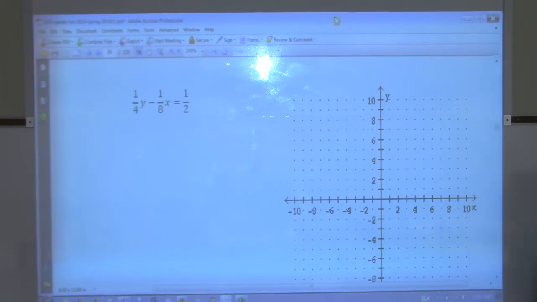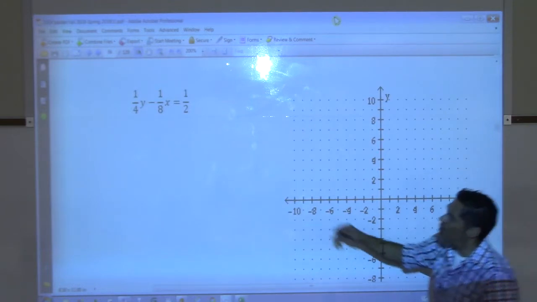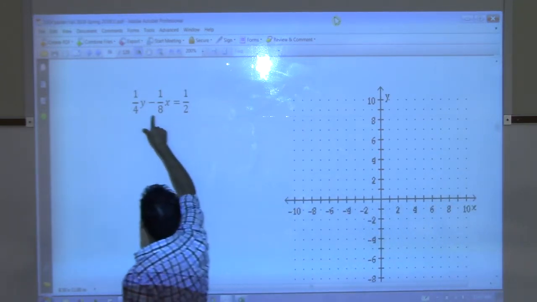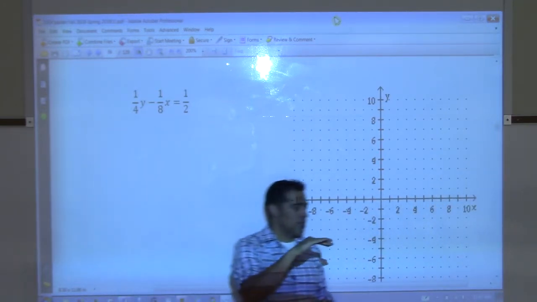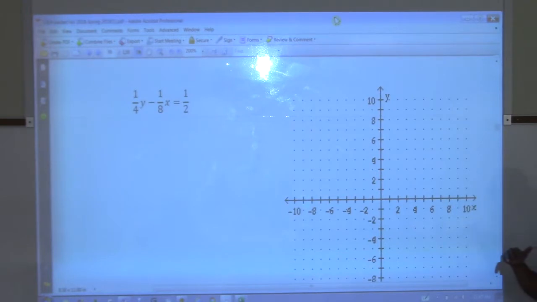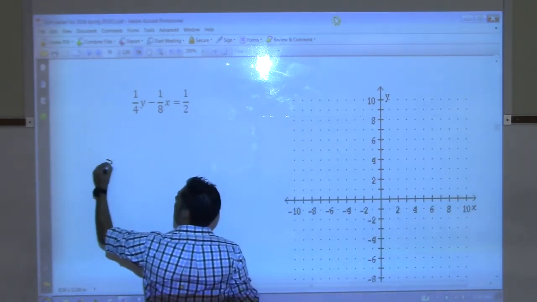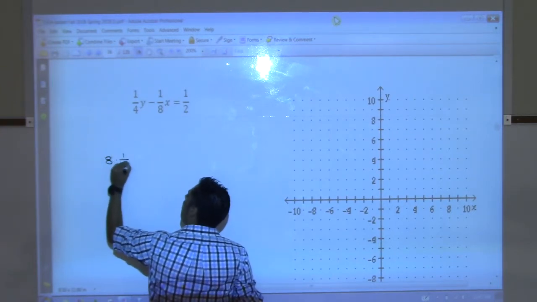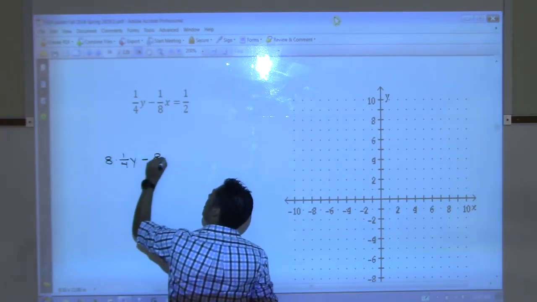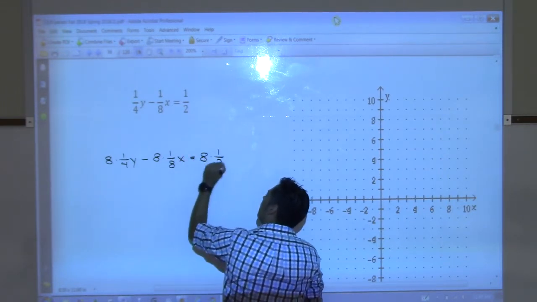But the fractions still bother me a little bit here. So what I would do is I would clear the fractions. In other words, I would look at all the denominators, 2, 8, 4, and try and find a common multiple of all of those, which in this case, what would be a common multiple of all those numbers? 8. So multiply everything by 8. So multiply 8 times 1/4 y minus 8 times 1/8 x equals 8 times 1/2. Understand what I'm doing there?